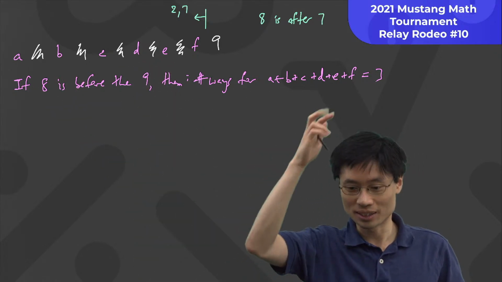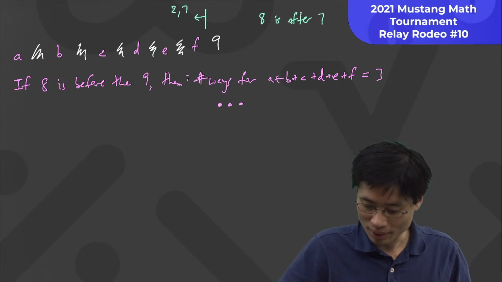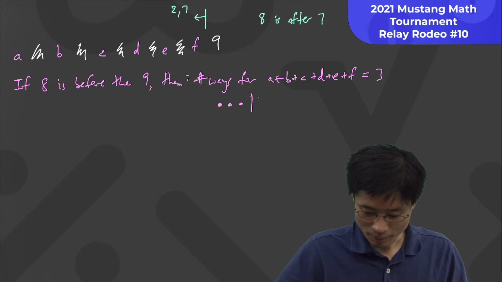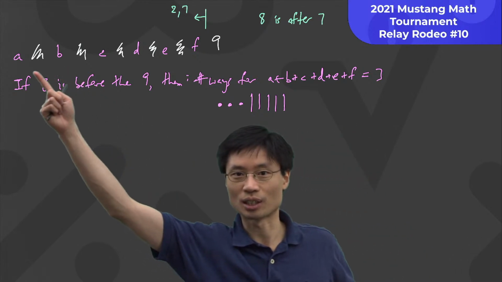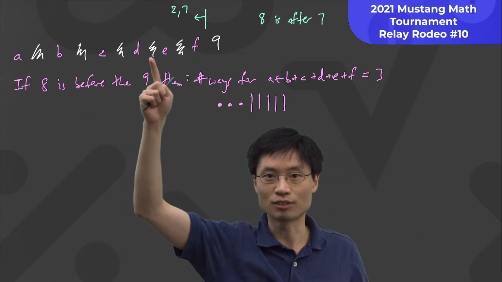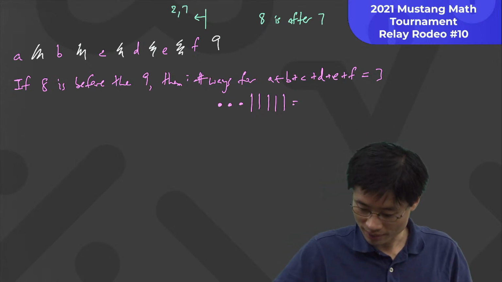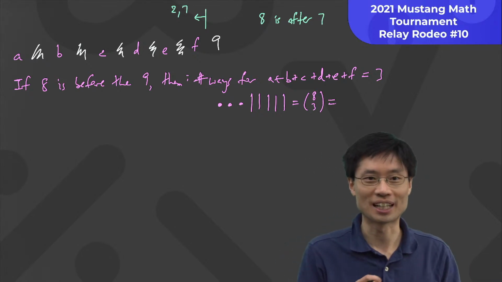And the number of ways to do this is just the number of ways to say I've got 3 things, and how many separators between A and B, between B and C, between C and D, between D and E, between E and F. Is that right? I'm just going to count those things. It's like 1, 2, 3, 4, 5. Yes, 5. So now I have 8 choose 3. That's the number of ways to make the 8 drop before the 9.